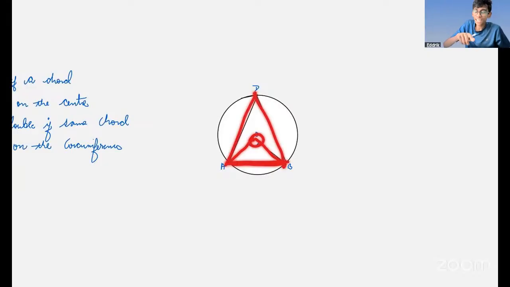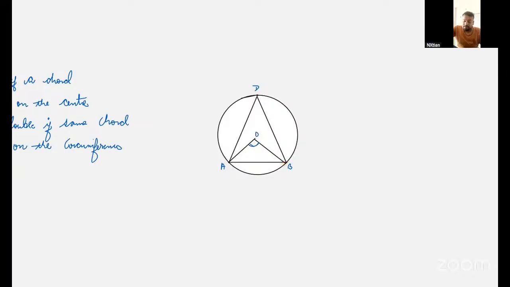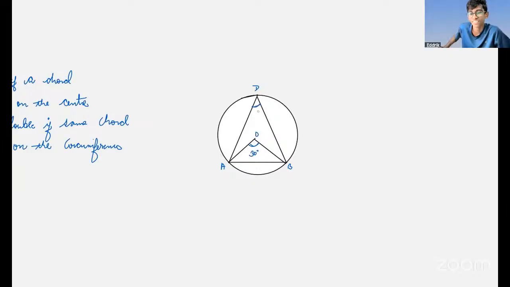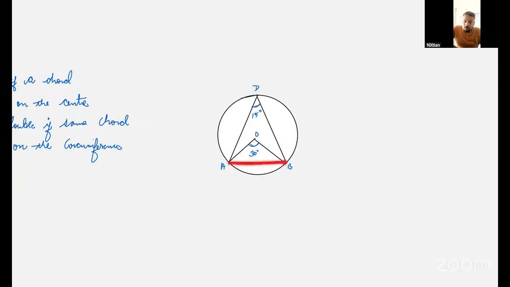So that means the angle at the center is double the angle at the circumference. For example, if this is 30 degrees, then this will become 15 degrees, because the theorem says the angle subtended by the chord at the center will be double the angle the same chord makes on the circumference. So the circumference angle will be half of the center angle.